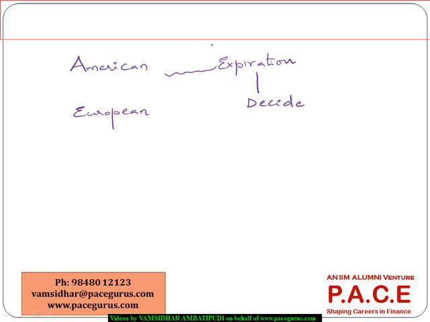Let's say the expiration date is 20th August 2014 and today it is 1st August 2014. The party who has entered into this American option can decide on any of these days from 1st August to 20th August when he can exercise the option or when he can expire the option. That is the characteristic associated with an American option.